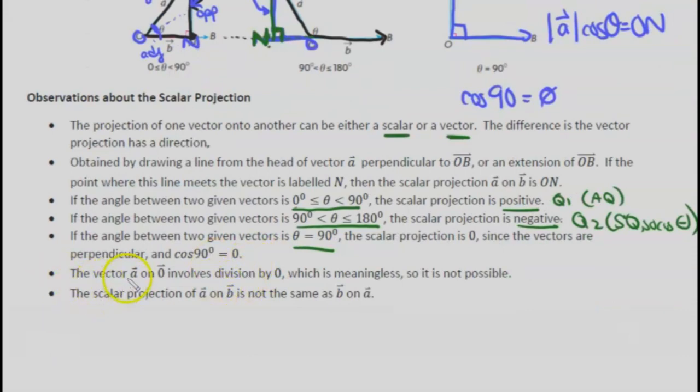The vector A on a 0 vector involves division by 0, which is meaningless, so this is not possible. There's not going to be any projection from A onto a 0 vector. And the scalar projection of A on B is not the same as B on A. It does not equal.